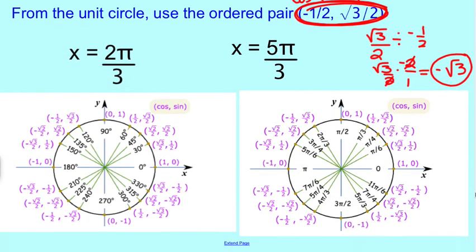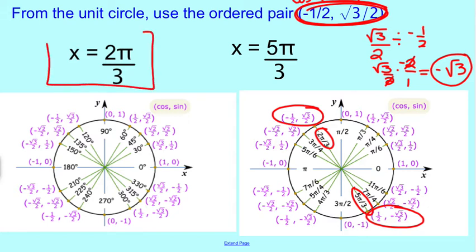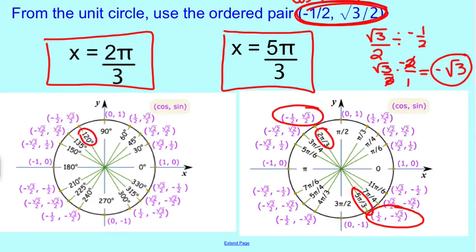So on our unit circle, where do we get that ordered pair? Down here at 2 pi over 3 and at 5 pi over 3. You have this ordered pair right here and this ordered pair right here. So your two answers in radians are 2 pi over 3 and 5 pi over 3. If you want it in degrees, then it'd be 120 or 300.